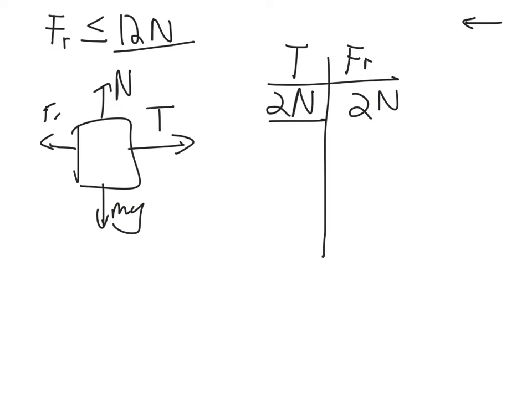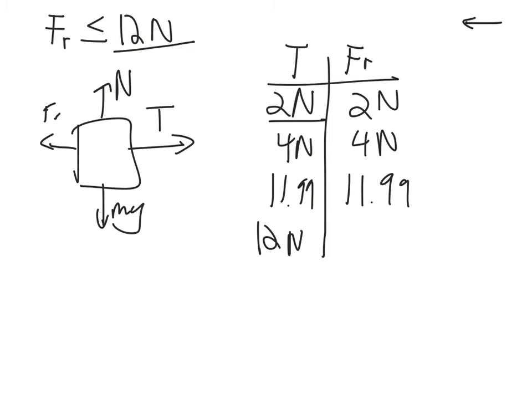That's why it's the lazy force. It does the bare minimum that it needs to stop the object from moving. So at 4 newtons, our force of friction would be 4 newtons. At 11.99 newtons, we have 11.99 newtons as our force of static friction. Even at 12 newtons, we're still balanced out. We're still not going to start moving. But the instant we get 12.000, an infinite number of zeros with a 1 at the end, at this point, static friction no longer applies.